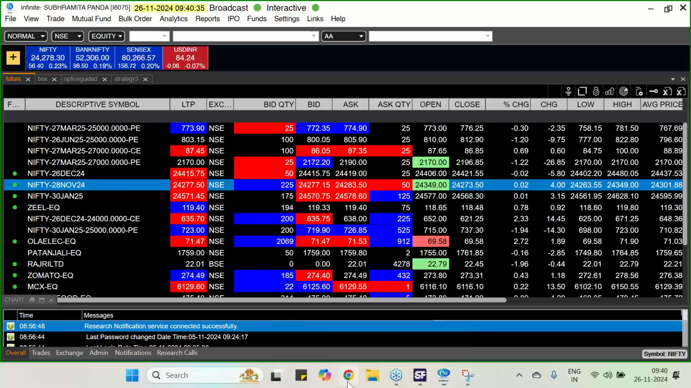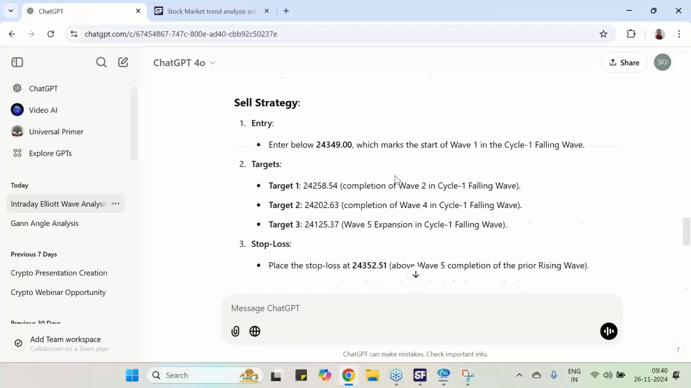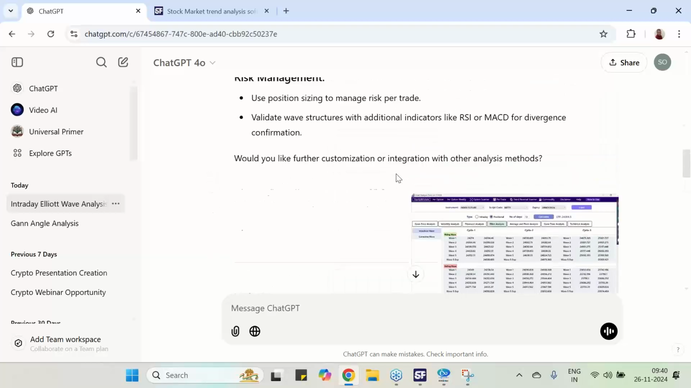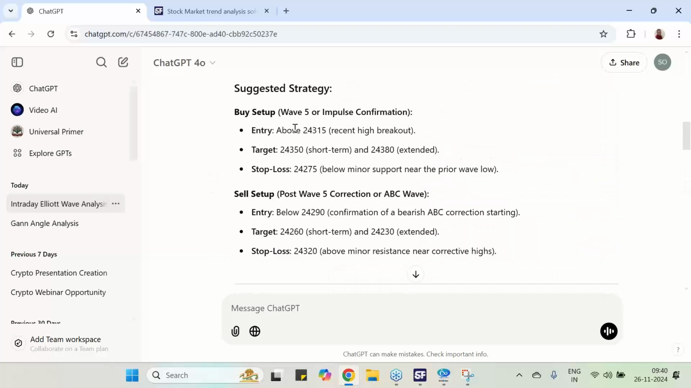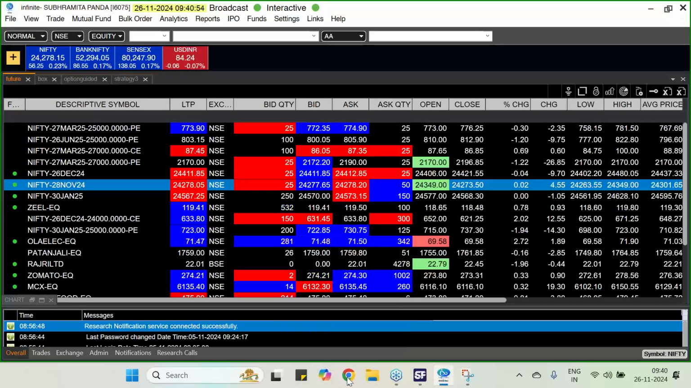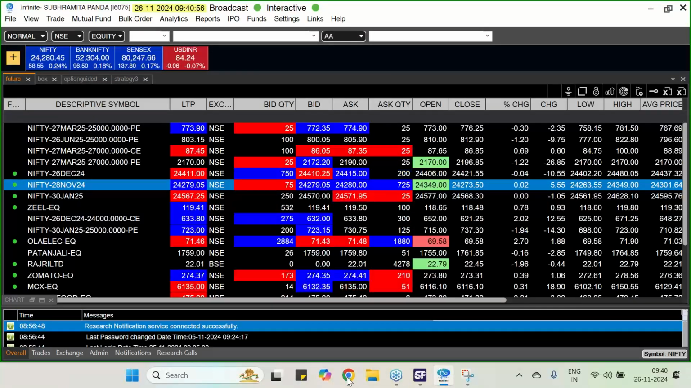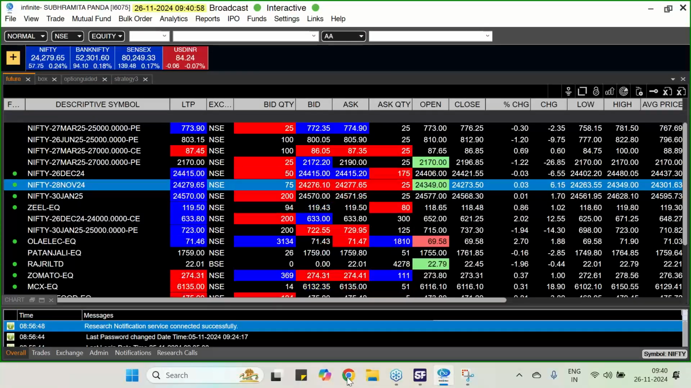So this is what I was telling. If you go with the Elliott trend of this one, 315, then the stop loss would have been triggered by now. So this also needs to be avoided. So this is how you should work with both the things.